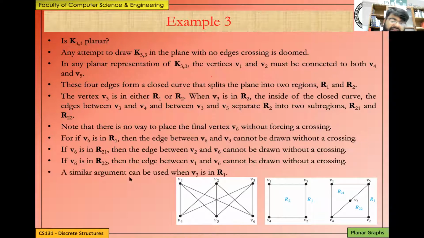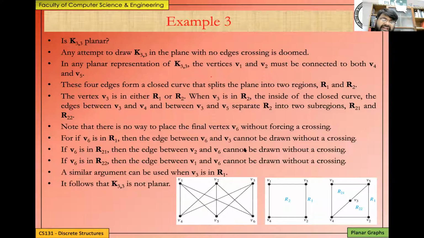So similarly, a similar argument can be used when V3 is in R1. So if you put V3 in R1, a similar argument can be used for the same thing. So it basically follows from this whole statement that K33 is not planar. This is something that you can always take as given.